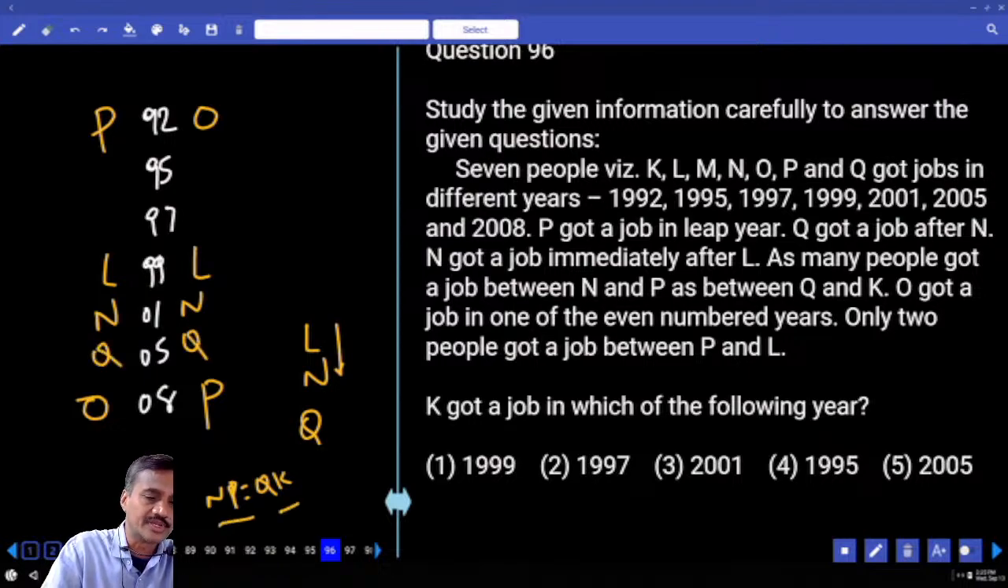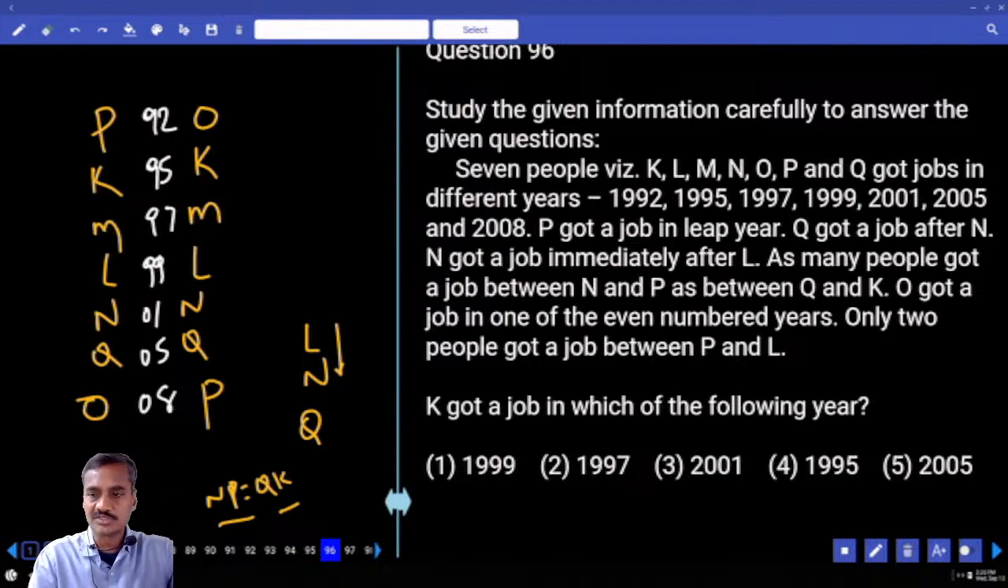N and P, Q and K. Between N and P here there are 3. Hence in between Q and K we need to have exactly 3. Exactly 3 in between Q and K. 1, 2, 3, Q and K. Now here also Q and K. Then finally who is the person left over here? M is the person left over. Any information regarding this M?